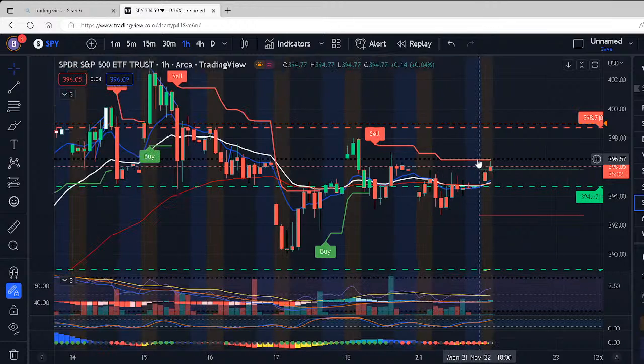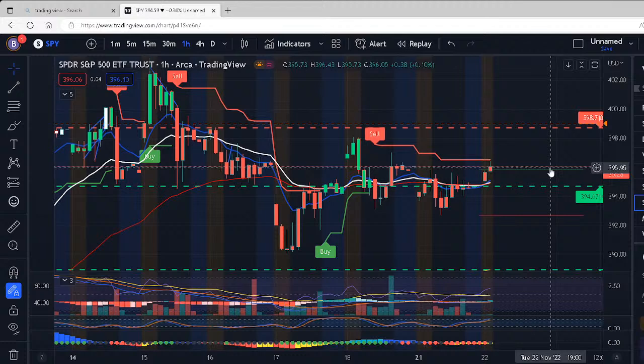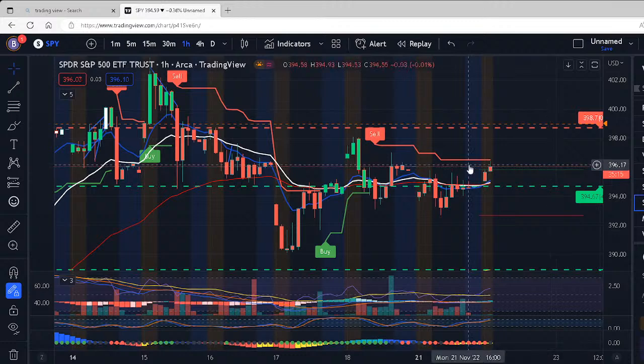So there was a gap to fill, and it just filled it at 395.88, ish, right here, 396.03. And as you can see, it filled the gap. It's getting rejected by the sell line.